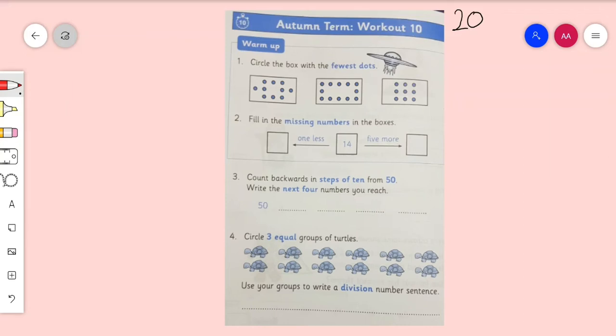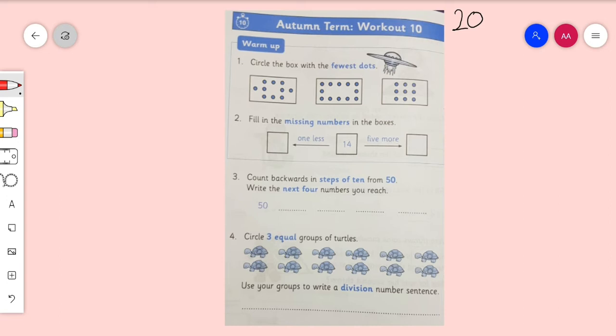Welcome back. Today we're going to do page number 20, workout 10. Let's start with question number 1. It says, circle the box with the fewest dots. Let's count the dots in each box.